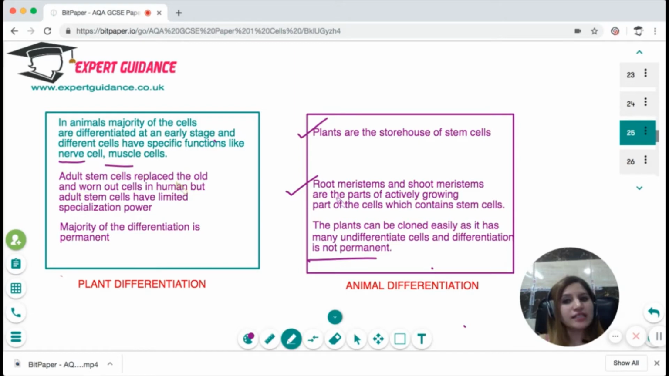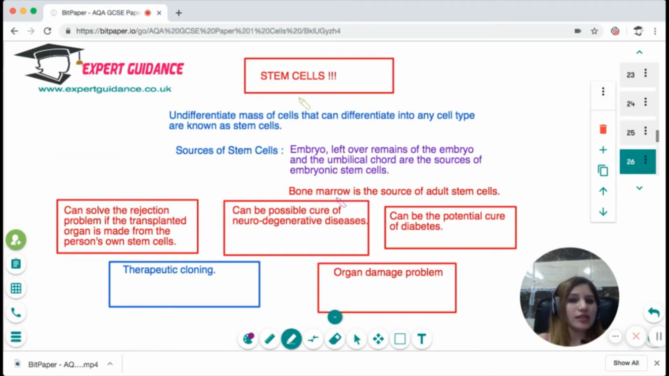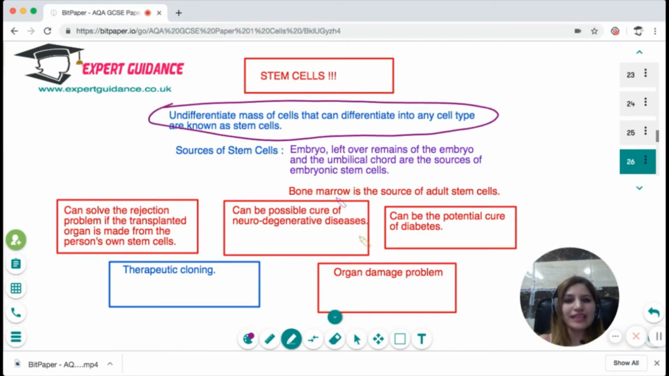Now, adult cells replace the old and worn out cells in humans, but they also have limited regeneration and specialization power. As the majority of the differentiation is permanent, the cloning of animals is difficult. So this is what happens in animal differentiation, and this is plant differentiation. Okay, so now, what are stem cells? Stem cells are undifferentiated cells that can differentiate into any cell type. The sources of stem cells are the embryo, leftover remains of the embryo, and the umbilical cord.